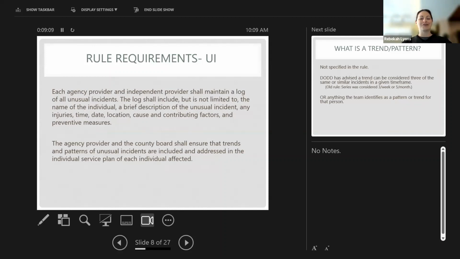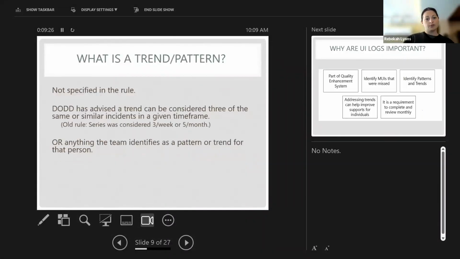Sometimes you can even shorten it a little bit, but again, we're looking at two different forms here. And then when you do identify a trend or pattern, you do need to notify the SSA because it does need to be included in the individual service plan. So that's important to note. So what is a trend or a pattern?